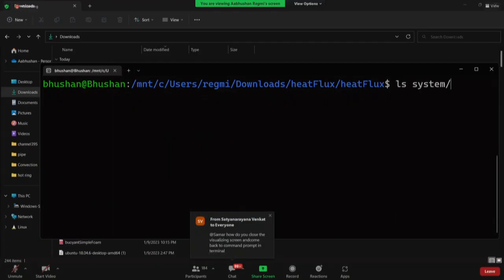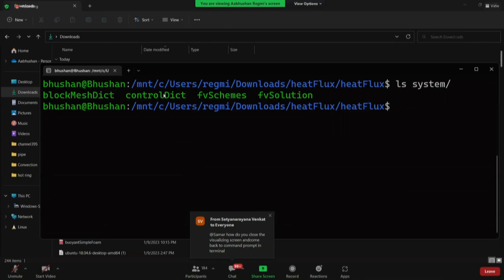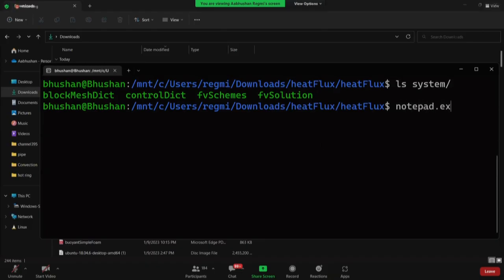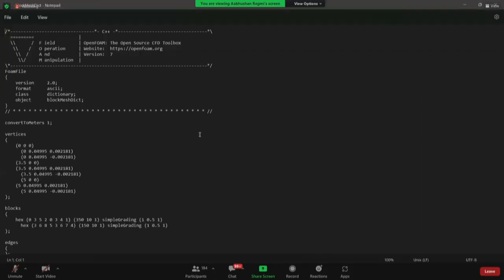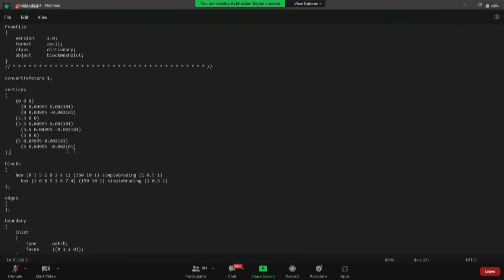So let's see what is inside our system. As usual, we have controlDict, fvSchemes, and fvSolution. Let's see how our blockMesh is done. So these are the vertices that we are providing.